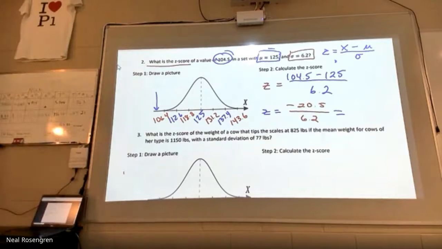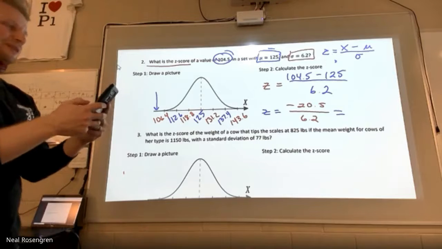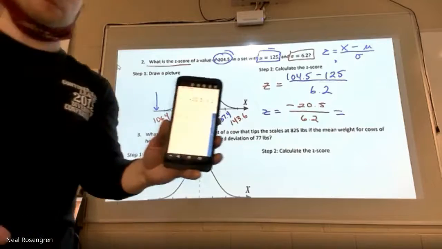All right, so what's nice about this, they gave us everything. We just got to draw a picture out, right? And then we say, all right, this whole z-score thing, whatever the value is, minus the average over the standard deviation. If you mess that up, these numbers are going to be all over the place. So in my calculator, now I've got negative 20.5, and I'm going to divide that by 6.2. Oh, geez.